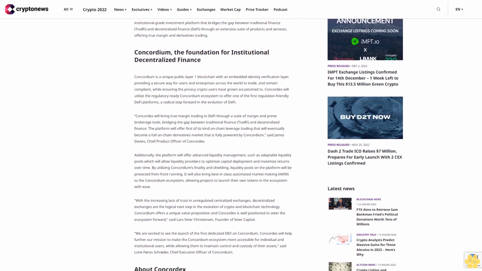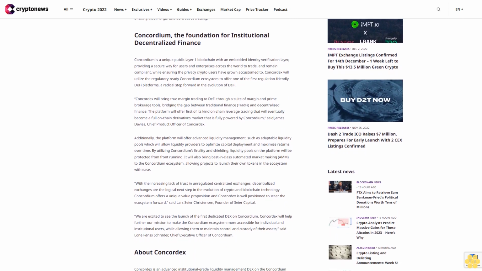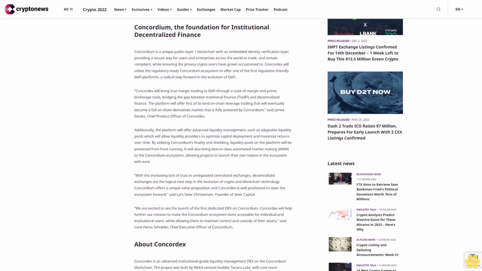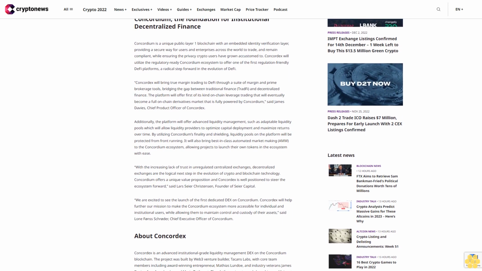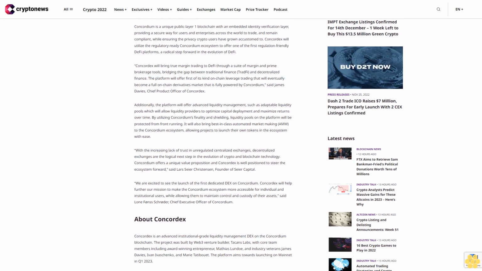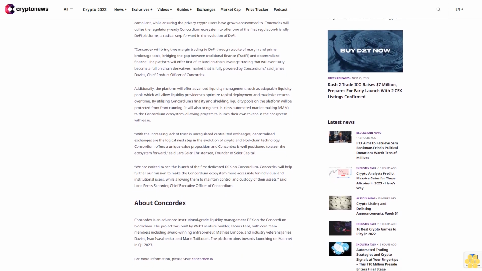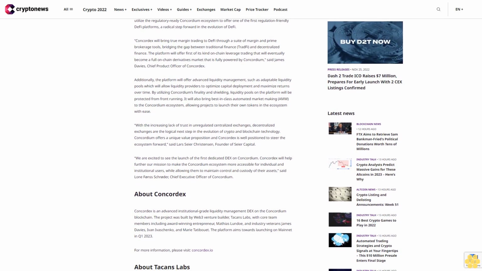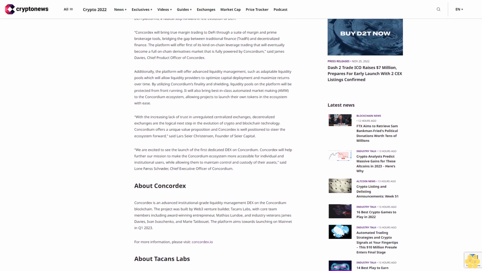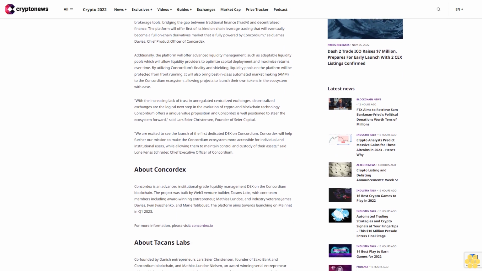Concordium, the foundation for institutional decentralized finance. Concordium is a unique public layer 1 blockchain with an embedded identity verification layer, providing a secure way for users and enterprises across the world to trade and remain compliant while ensuring the privacy crypto users have grown accustomed to. Concordex will utilize the regulatory-ready Concordium ecosystem to offer one of the first regulation-friendly DeFi platforms, a radical step forward in the evolution of DeFi.